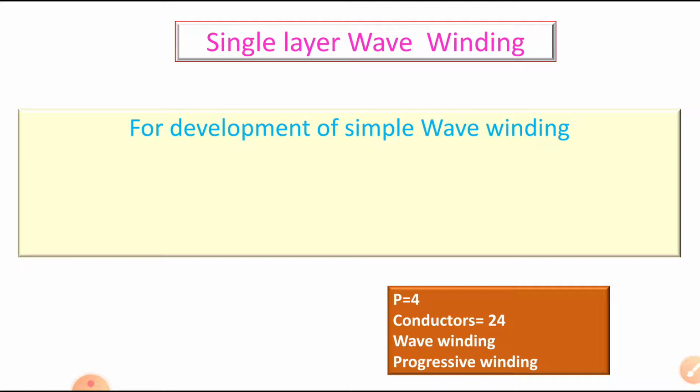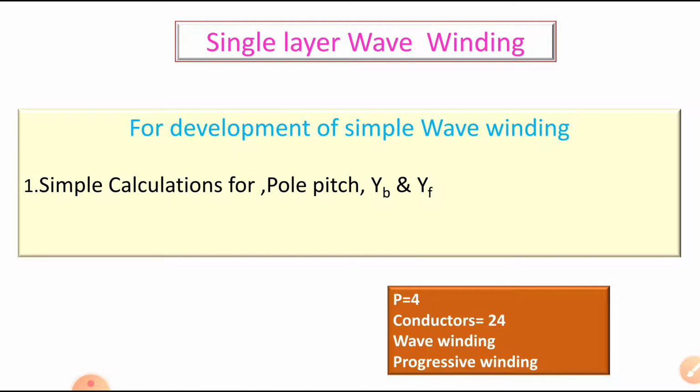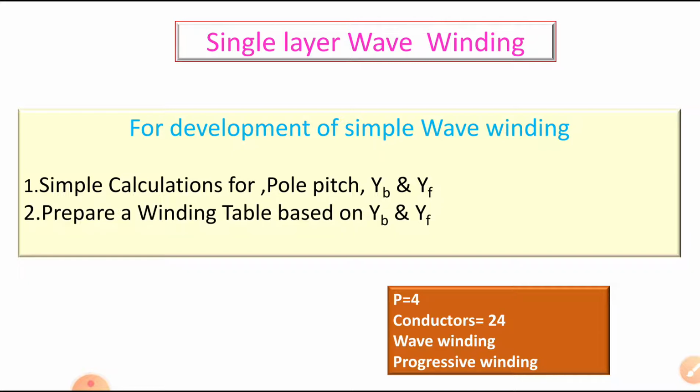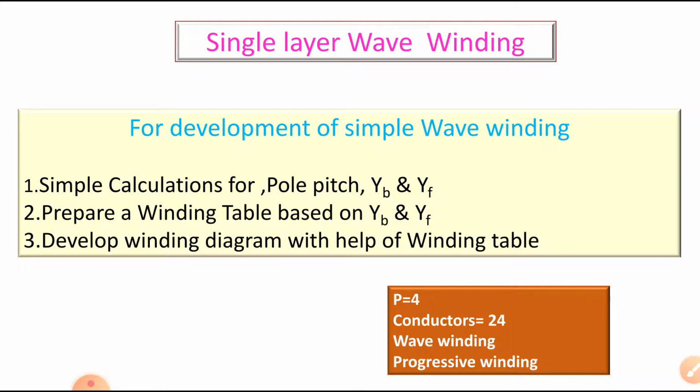For that purpose we require some steps to complete our diagram. So, single layer wave winding, dear students. For development of a simple wave winding, we have to follow steps. One is the simple calculation of pole pitch, back pitch and front pitch. After knowing these main pitches, prepare the winding table based on these factors. Then after completion of the table, draw the winding diagram. So these are the 3 steps involved to complete the given problem.